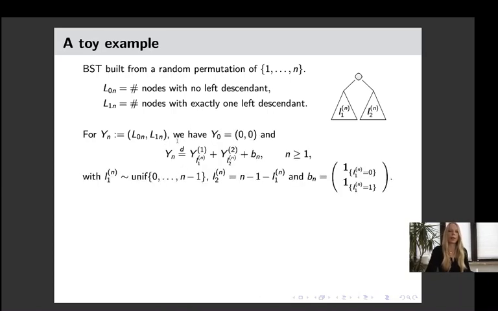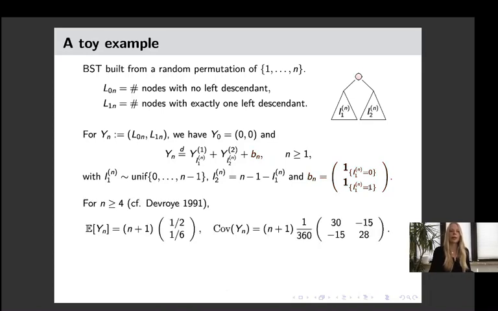So this is just what I described before. The total number of such nodes can be decomposed recursively by adding the number of such nodes in the left subtree plus the number of such nodes in the right subtree of the root, plus this term Bn here, which takes into account that the root itself can also be a node with no left descendant or with exactly 1 left descendant.